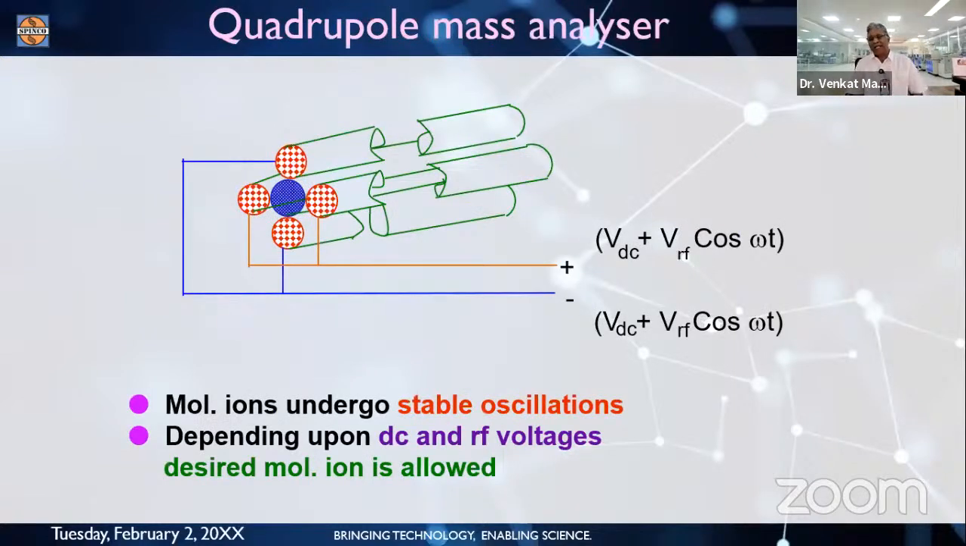What is a quadrupole mass analyzer? My compound has got ionized, entering from the ionization region into an analyzer. This is how the ions are entering. Here I have 4 molybdenum rods arranged in a hyperbolic geometry. Now what happens when I apply a DC voltage and a variable AC voltage of frequency omega or F? Depending upon the DC voltage, the AC voltage and the frequency, I can decide which molecular ion is filtered out. Therefore, the quadrupole mass analyzer is called a quadrupole filter.